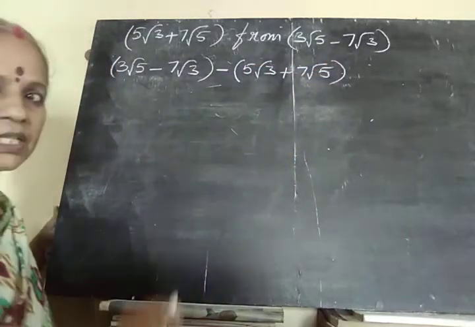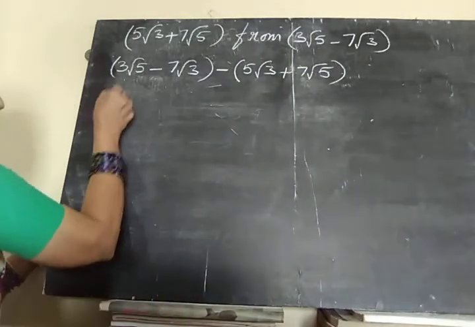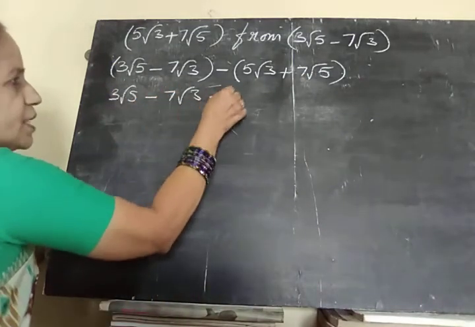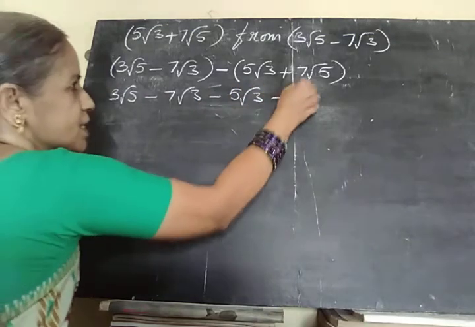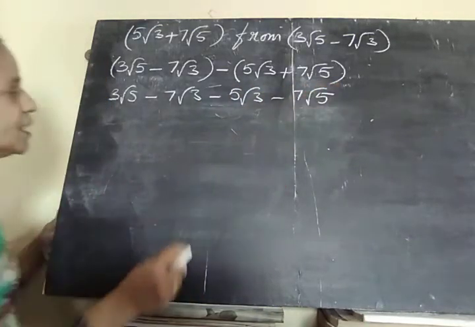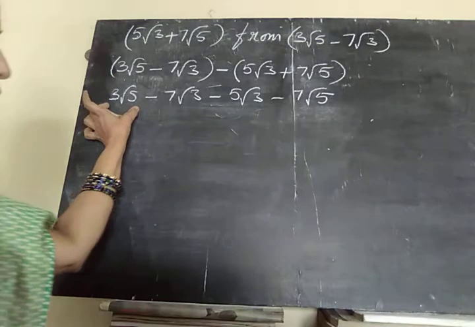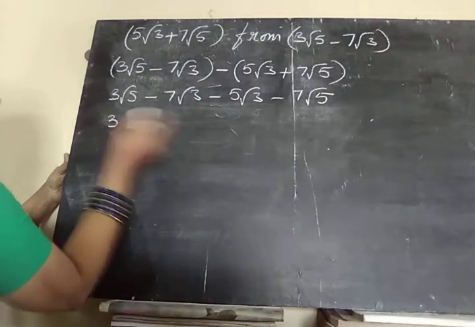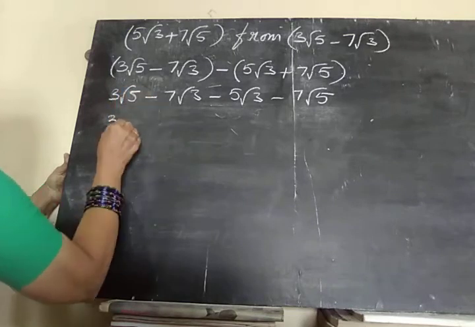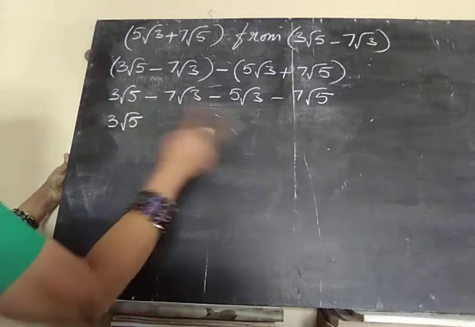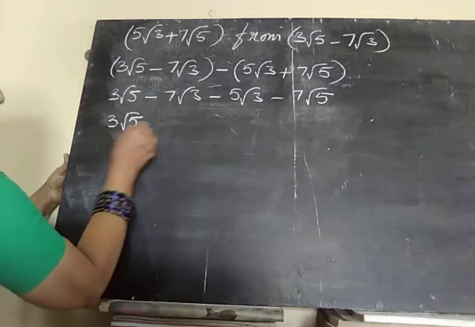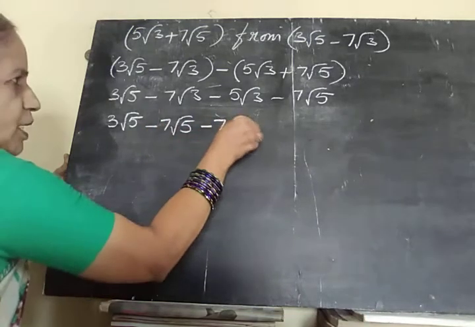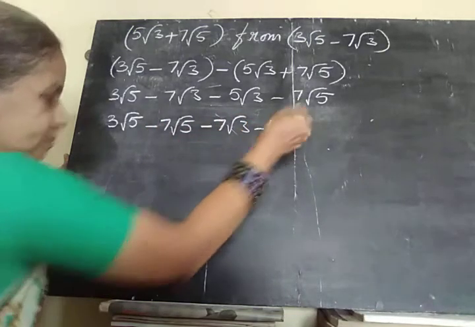So now first remove the brackets. 3 root 5 minus 7 root 3 minus 5 root 3 minus 7 root 5. See here, this is a root 5 term and this is also a root 5 term. Like terms, like surds. These are called surds. Right? Like surds you have to write together: 3 root 5 minus 7 root 5 minus 7 root 3 minus 5 root 3.